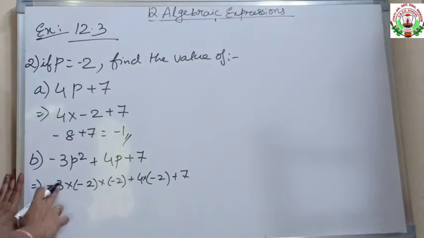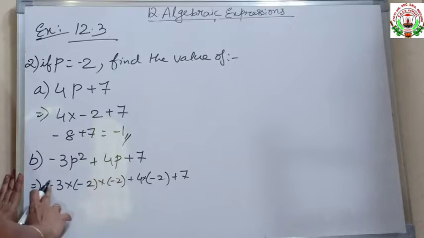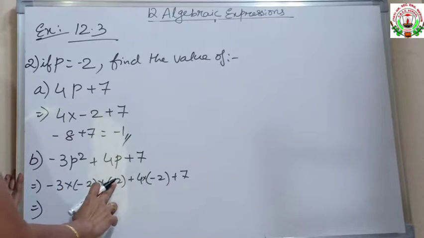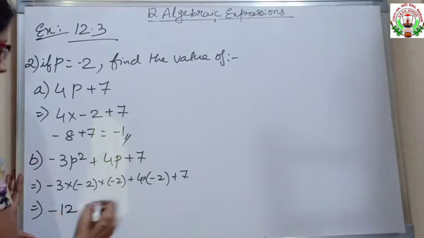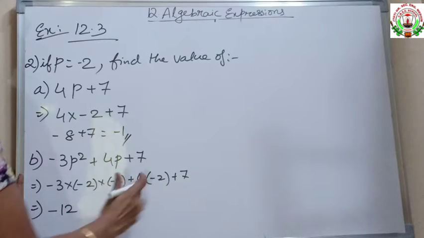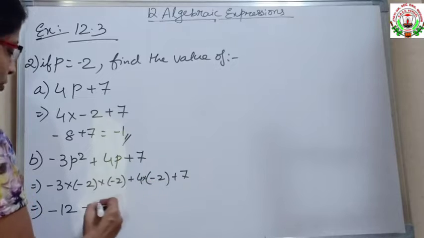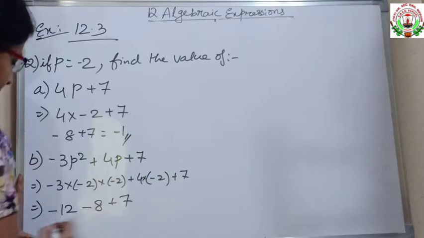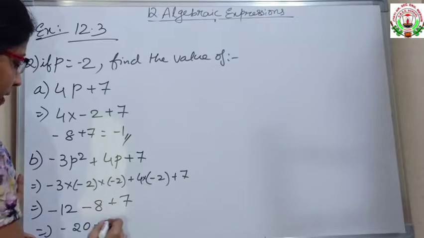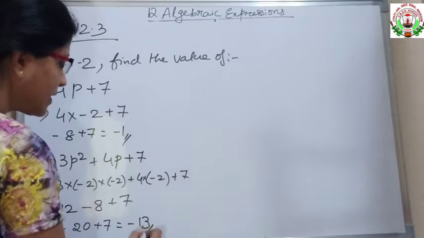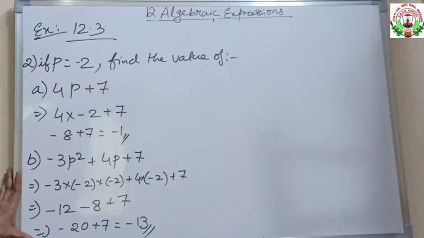So here see, 3 minuses are there. Minus into minus is plus, plus into minus is minus. And now multiplication of numbers. First we have to multiply the signs and then the numbers. 3 2s are 6, 6 2s are 12. So minus 12. Again plus into minus is minus, 4 2s are 8, plus 7. So minus 12 minus 8 is minus 20, plus 7, that is minus 13 is your answer.